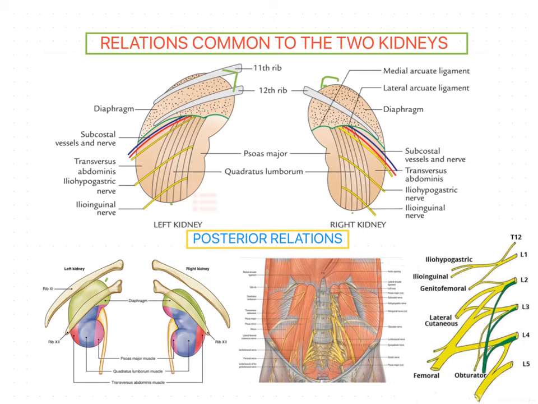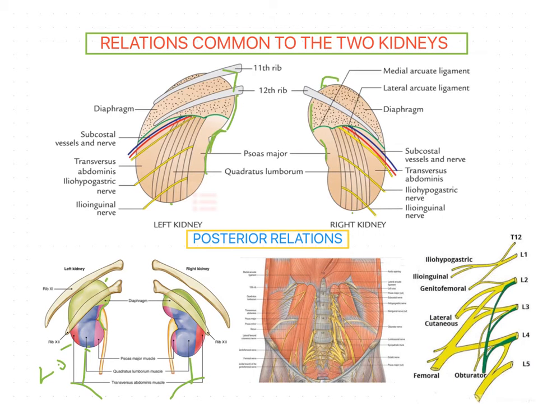So for example, in this diagram we can draw the iliac crest here, and the distance between the lower poles of the kidneys and the iliac crest is 2.5 centimeters. If you see the medial border of each kidney, it is also related to the suprarenal gland above the hilus.